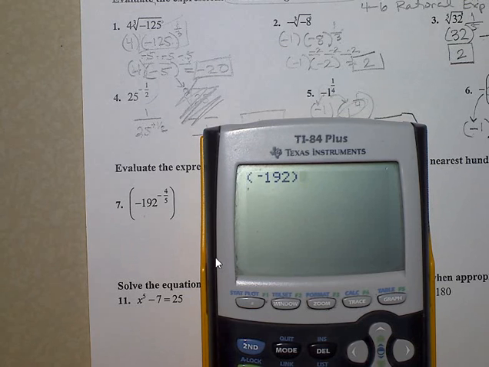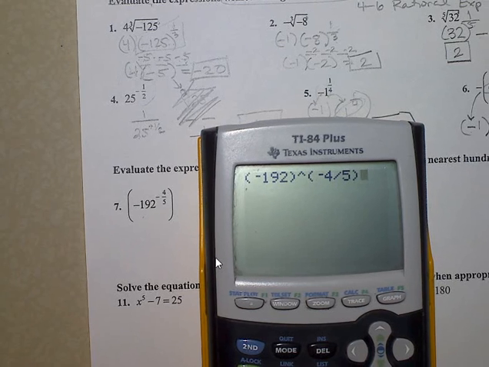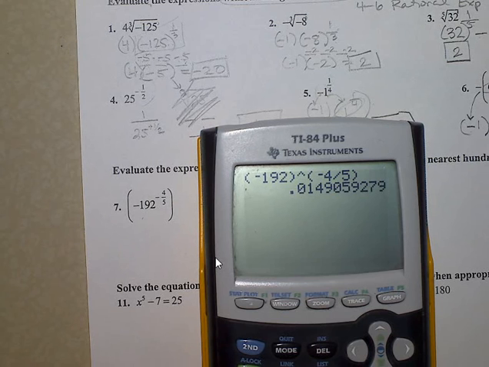Then we're going to use the caret key. And we're going to start with parentheses again. Parentheses negative 4 divided by 5 and parentheses. And press enter. We're going to round this to the nearest hundredth. This is tenth. This is hundredth. So does a 4 say round up or stay the same? Since it's less than 5, our final answer will be approximately 0.01.